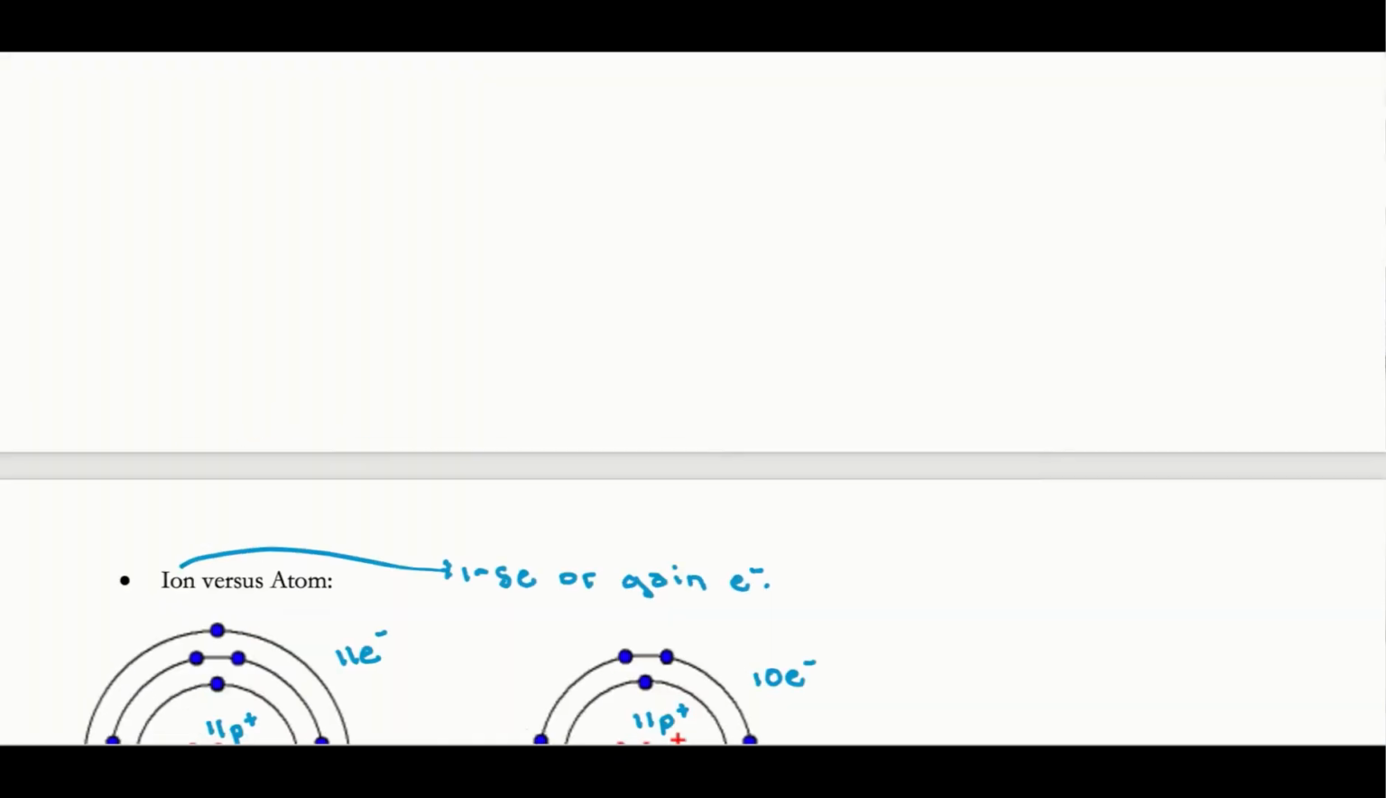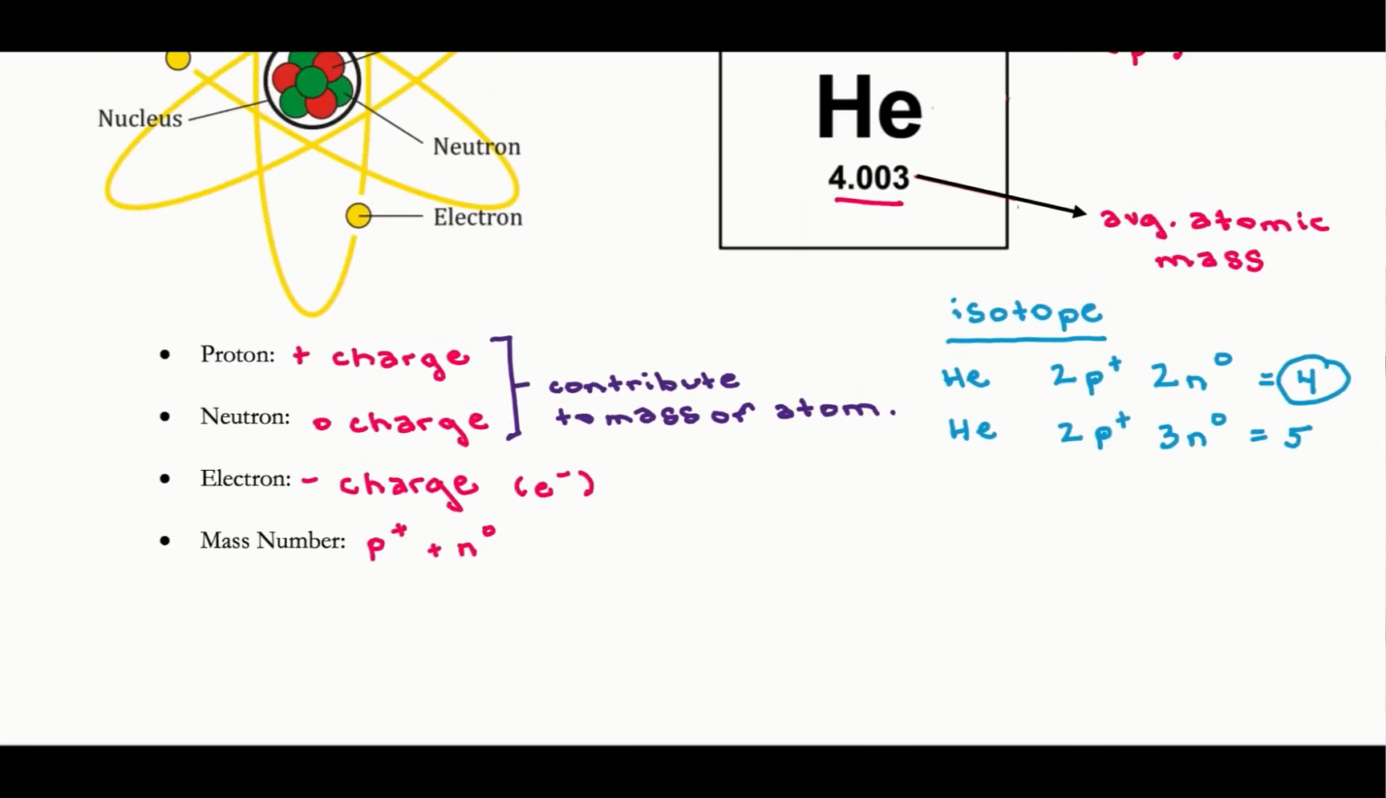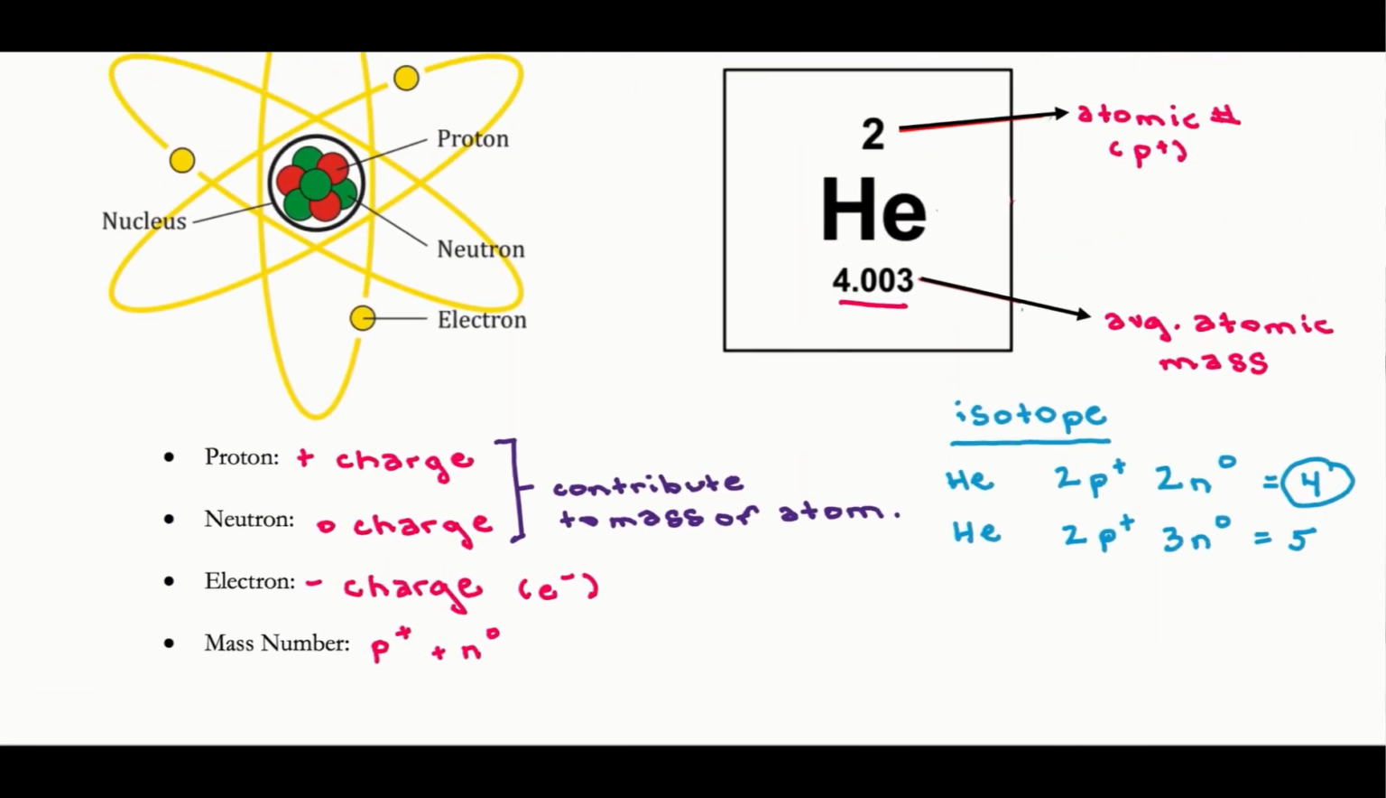So quickly to review, subatomic particles. The proton defines your atom. If you change the number of protons, you're going to have a different atom. Neutrons, if you change the number of neutrons, right? For this example, which I showed you with helium, if you change the number of neutrons, you'll get what's called an isotope. You still have helium, but it will simply have different mass numbers.